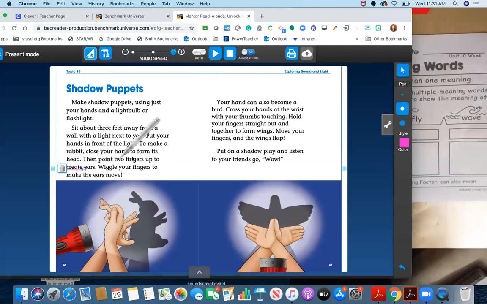Then point 2 fingers up to make ears. Does that make sense? Yes, it does. So create probably means to make. So we used the sentence that came before plus the words around to figure out what that word means.